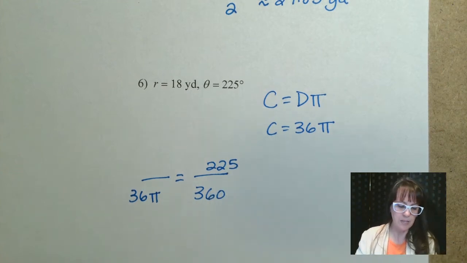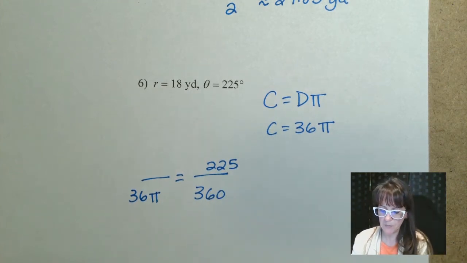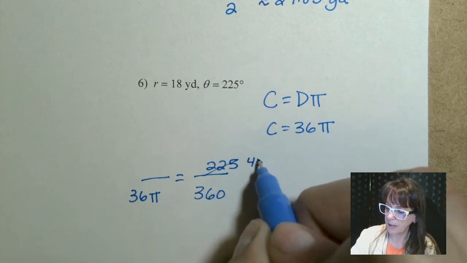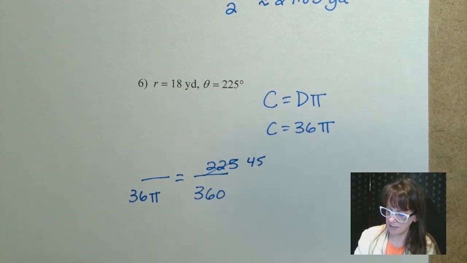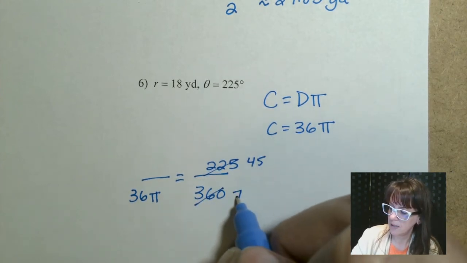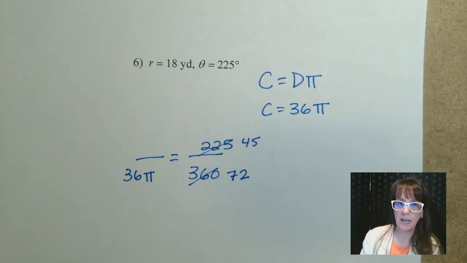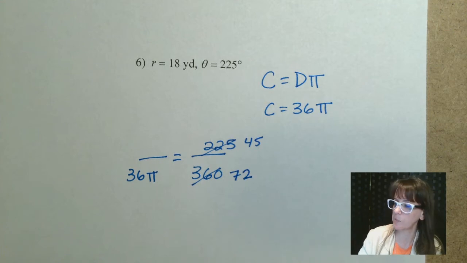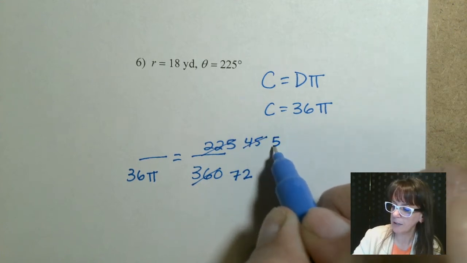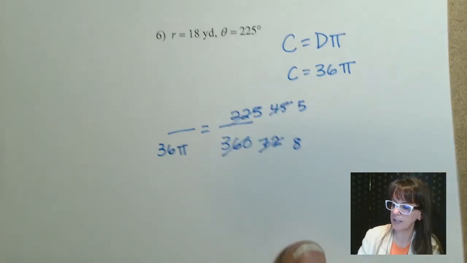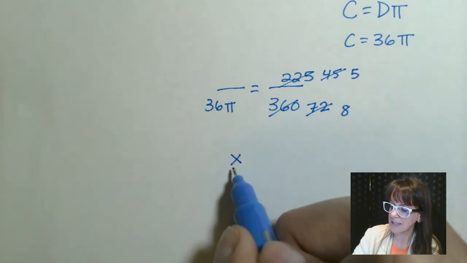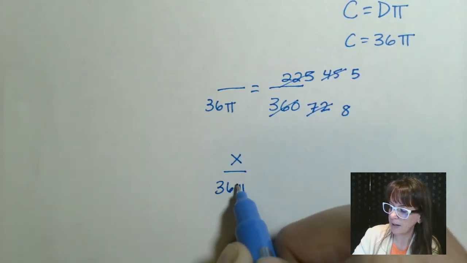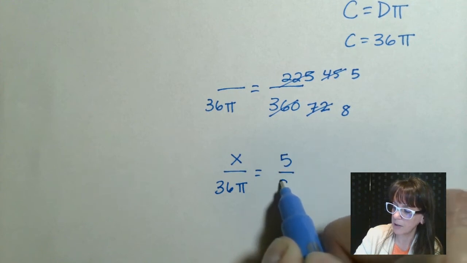Let's go ahead and reduce that guy. So if we divide by 5, we can get 45. And then 360 divided by 5 is 72. Both of those are divisible by 9, because if you add 4 plus 5, you get 9. 7 plus 2, you get 9. That means they're both divisible by 9. So divide by 9, we get 5. Divide by 9, we get 8. All right, so what we have now is x over 36 pi equals 5 over 8.